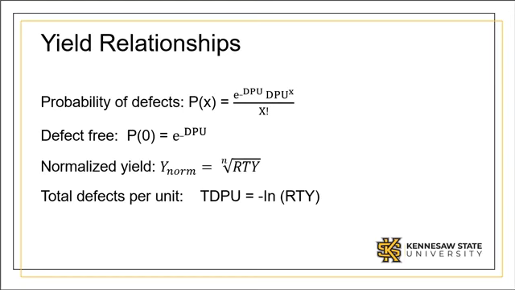As a recap, it is the nth root of the roll throughput yield. Note that n is the number of steps in the process. We will discuss roll throughput yield in greater detail on the next slide. Total defects per unit is the negative logarithm of the roll throughput yield.